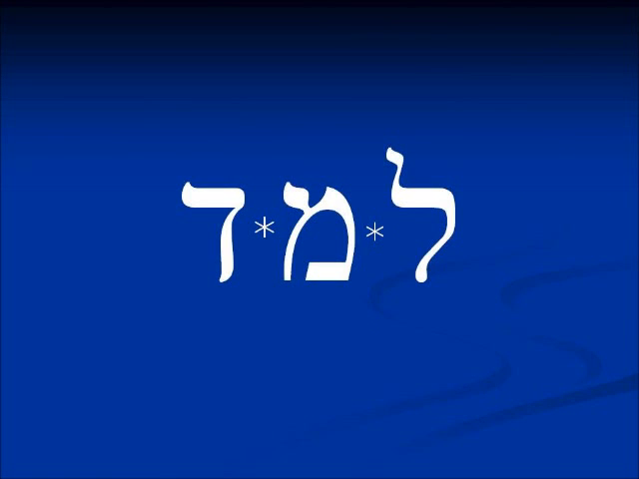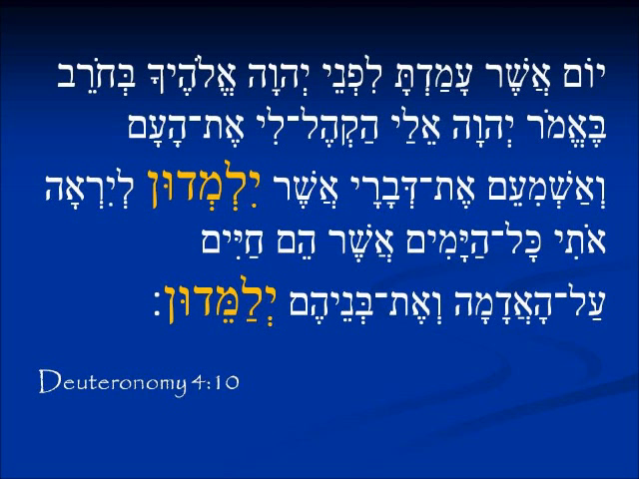Another root, which you probably know, lamad: lamed, mem, dalet. We'll see what difference the binyanim make on the translation. In Deuteronomy 4:10, we see the same root used twice, and you can see that if there were no vowels, these two words would look exactly the same. But because of the vowels, we can see that they're two different binyanim, and they have two different meanings.